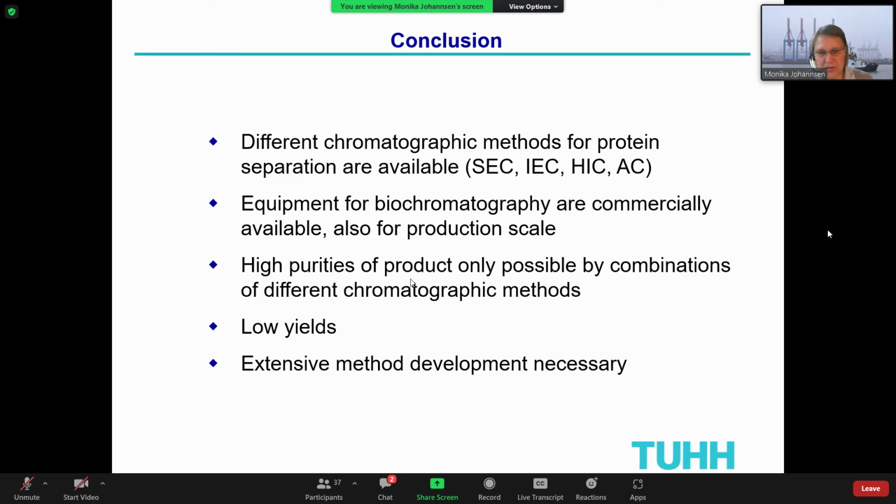We know that high purities of products are only possible by a combination of different chromatographic methods. This leads to lower yields, and of course, the more methods are used, the more method development is necessary as well. So the method development for purification of protein is usually a bit more extensive.